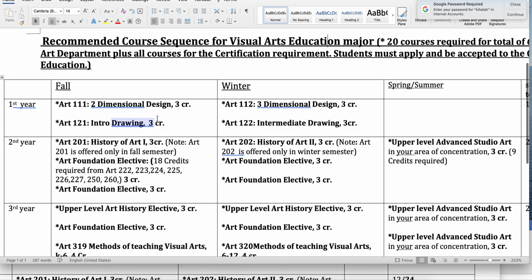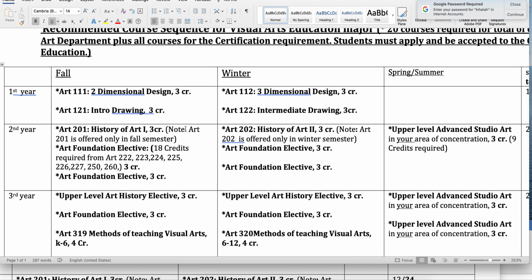So 2D intro drawing, 3D intermediate. Obviously you have to take intro drawing first semester, because you have to take intermediate drawing next semester. You cannot take intermediate drawing without intro drawing. So you can switch these two, but you cannot switch these two in fall and winter.